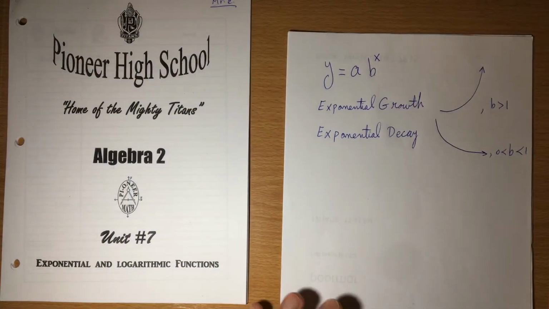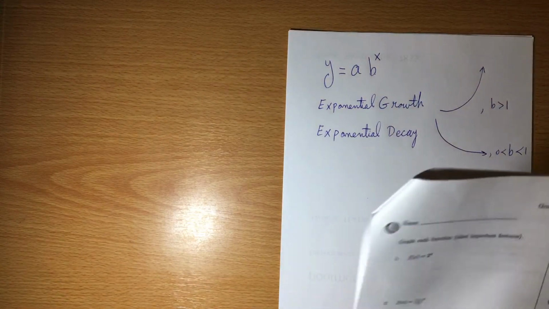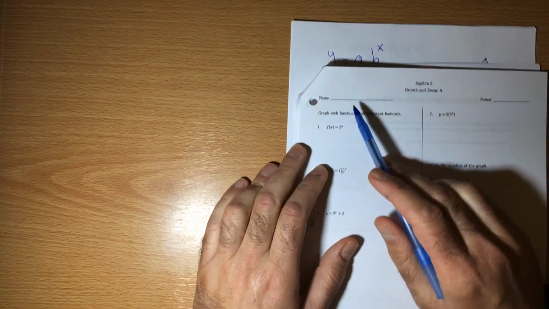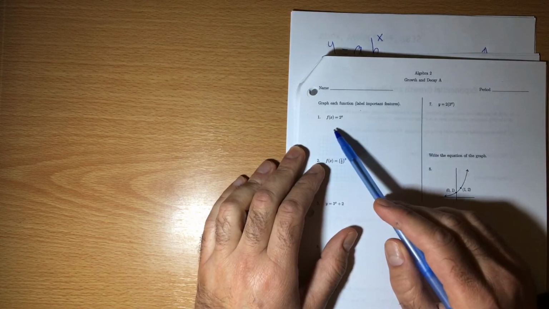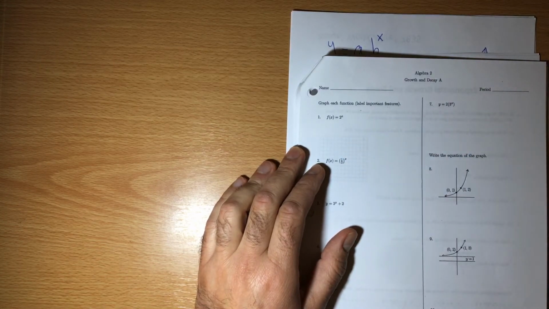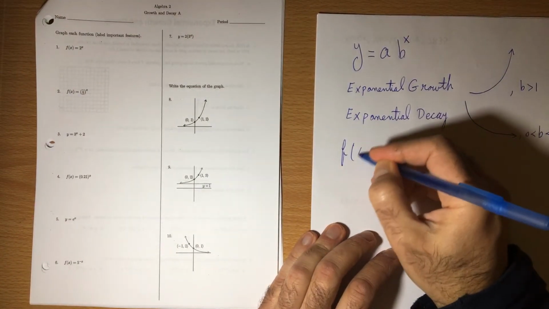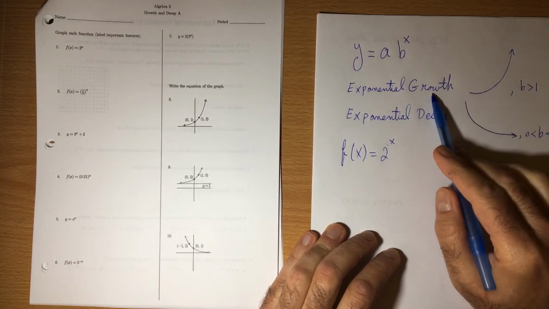All right, so let's do some examples from the review A in your packet, which will be uploaded into the Google Classroom. So look at this one. It says graph each function and label important features. So let's do the first one. We have f of x equals 2 to the power of x. Now, if you notice, the base is greater than 1, therefore we know it's exponential growth.